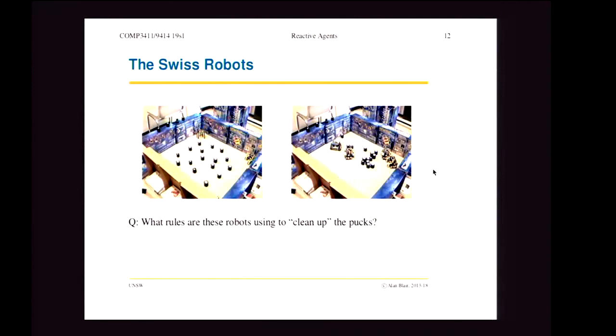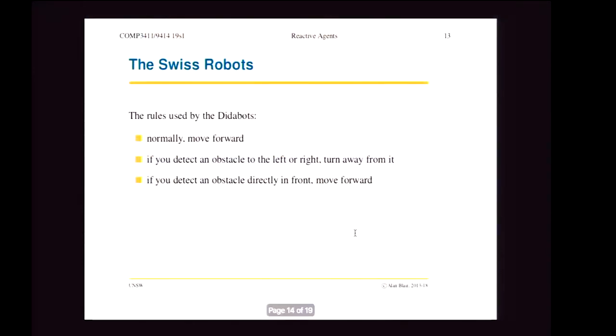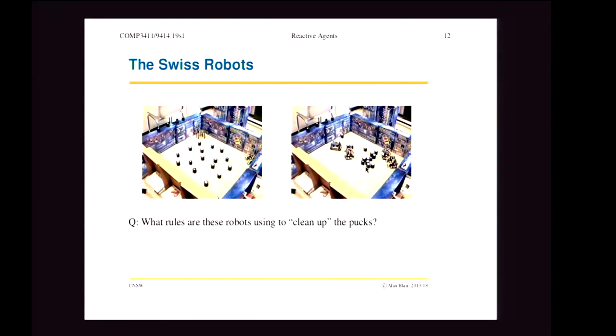Now here's another example. I couldn't find the video of this, but you can imagine these are Lego robots. In the beginning, the pucks are randomly spread around this area, and then gradually they pile up the pucks into neat little piles. Rolf Pfeifer, whose lab this was done in, is Swiss, and he called these the Swiss robots because there's a stereotype that Swiss people like to keep things neat and tidy. So again, this is a simple example of emergent behavior.